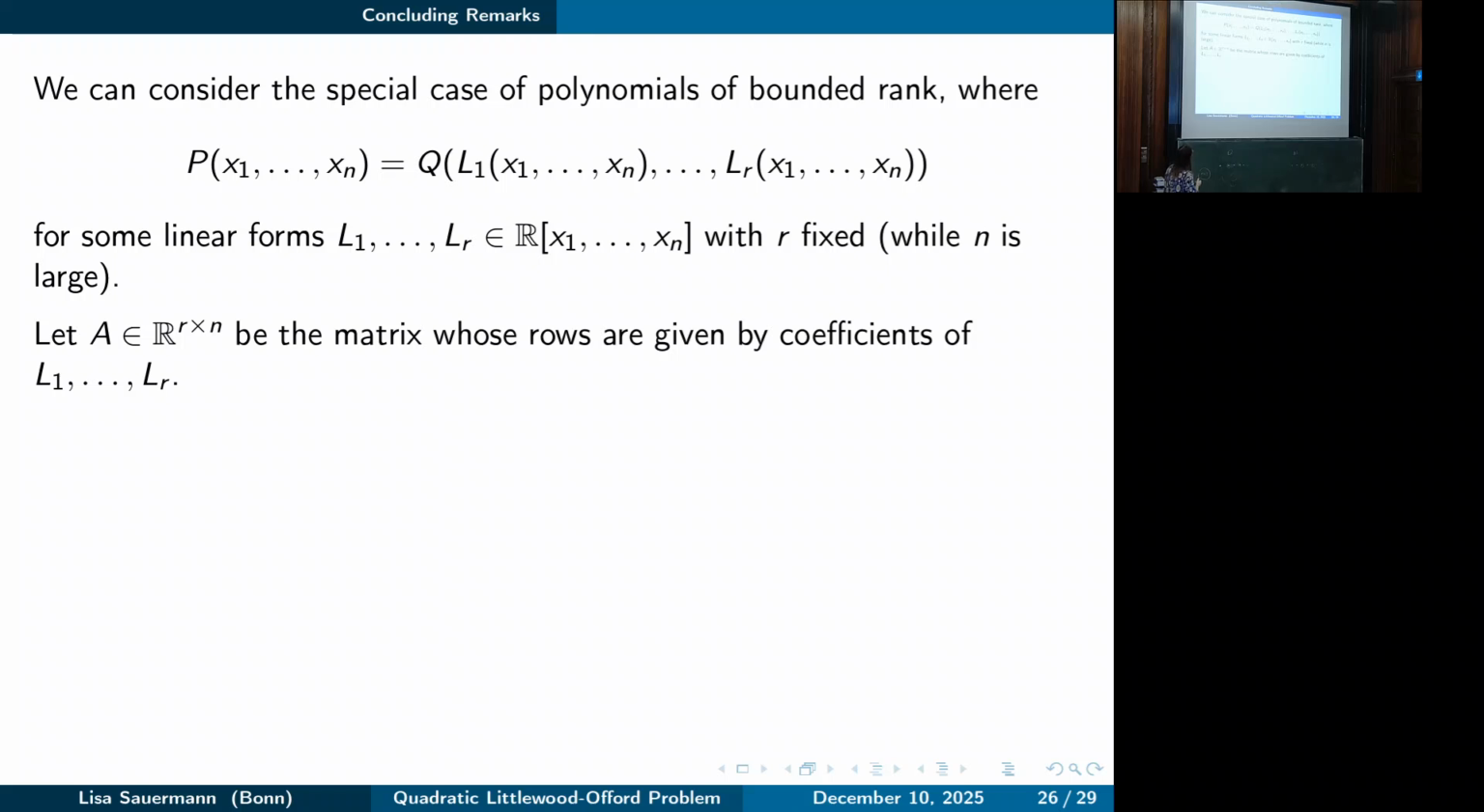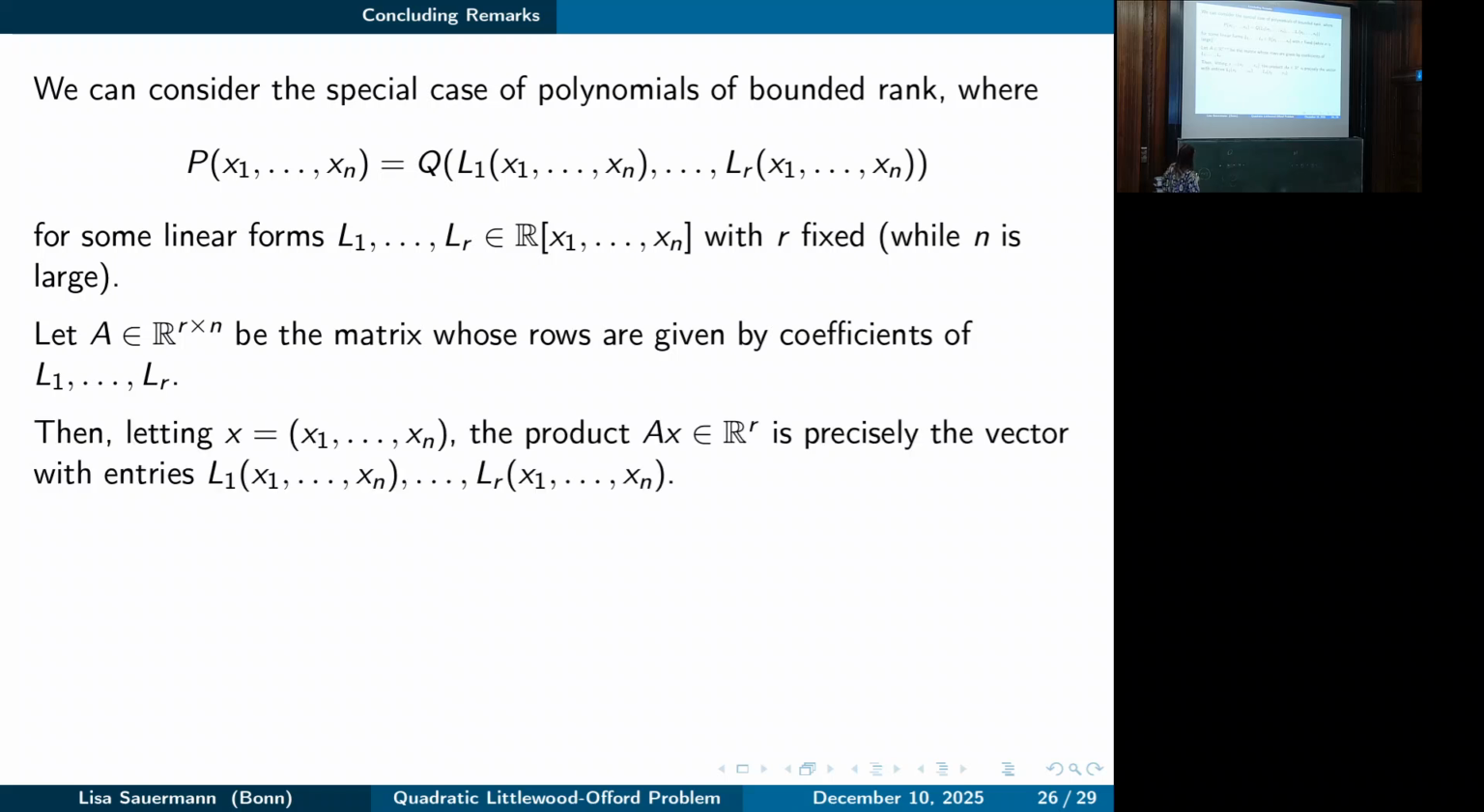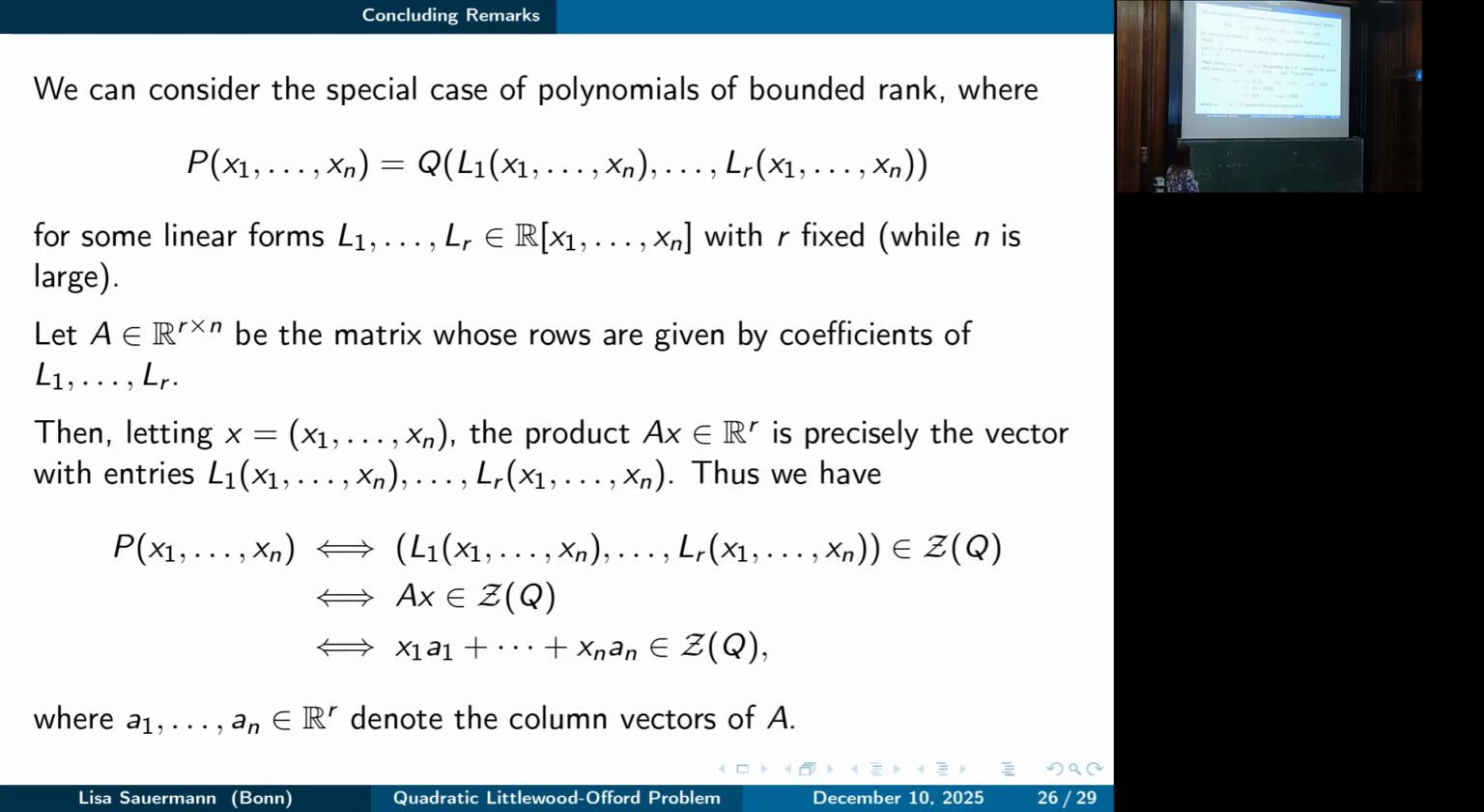And so now, in this case, it's natural to make the following transformation of the problem. Let's consider the matrix whose rows are given by the coefficients of these linear forms. So that's an r by n matrix. If we write x1 to xn in one vector x, then this product A times x is precisely, by the way matrix multiplication is defined, the vector with these entries.